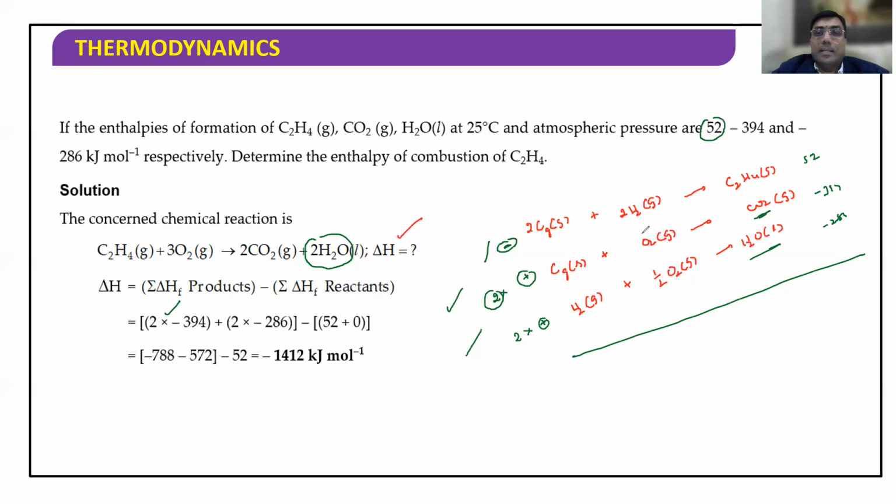Actually, oxygen will be taken care of. When you multiply with 2, it will be taken care of. Oxygen stoichiometry will be taken care of. You require 6 here; the 6 will come naturally. Are you clear?